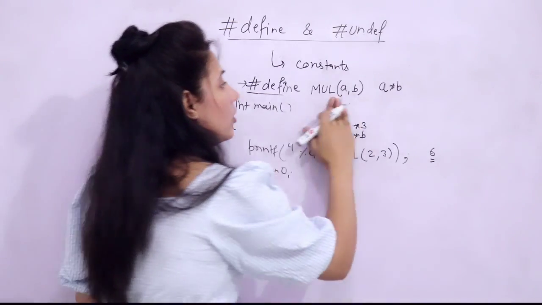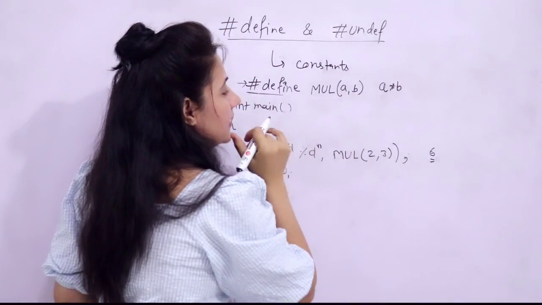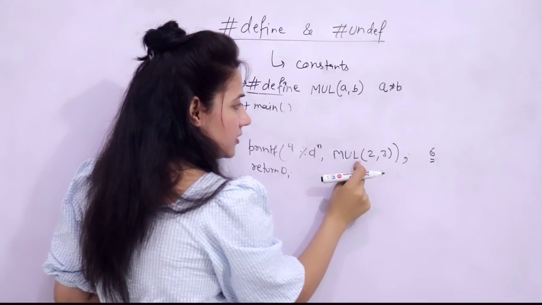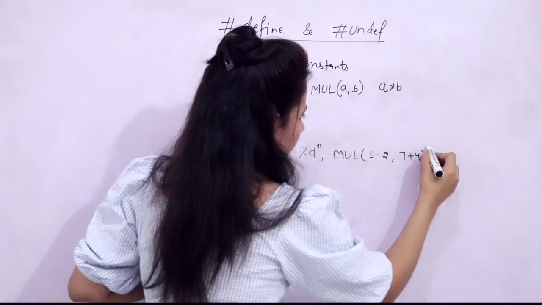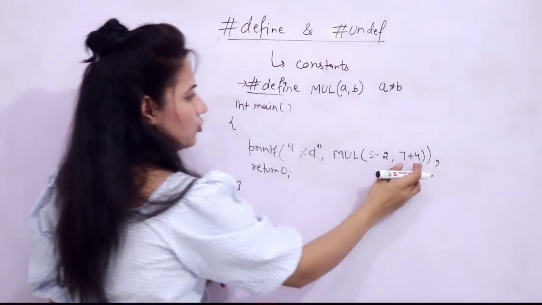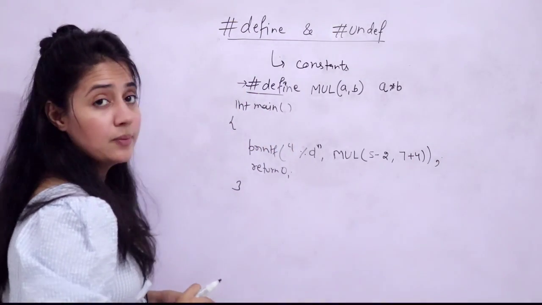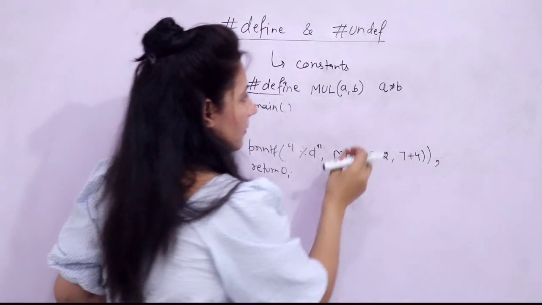Now one thing you have to take care of: if here I am passing not 2 into 3, but 5 minus 2, 7 plus 4. This also we can pass. So maybe you will think, what is A?